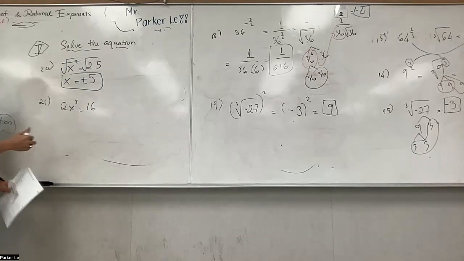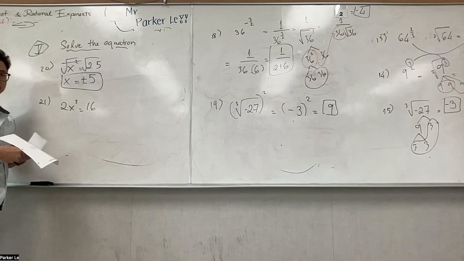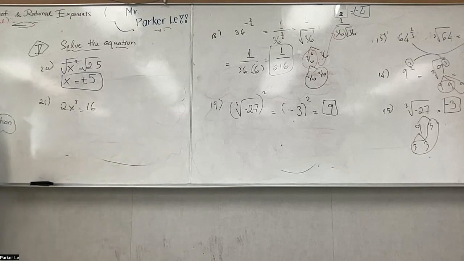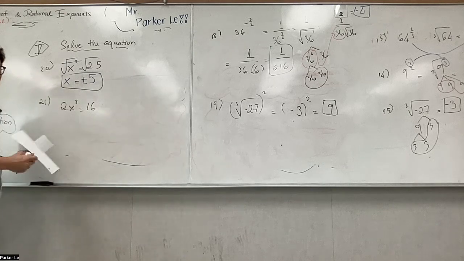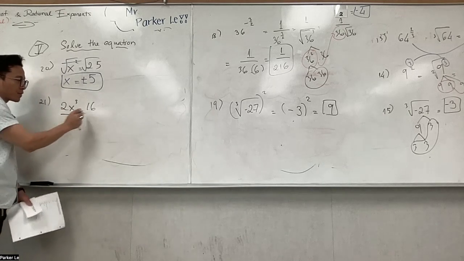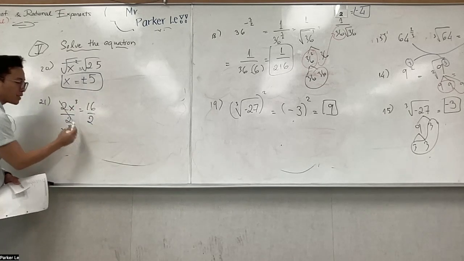Brittany, what do you want to do? I need to solve for x. I mean, I need to isolate x by itself. So I need to get rid of the 2 first, right? How can I get rid of 2? Divide by 2. Very good. To cancel this, I have x cubed. What is 16 divided by 2?